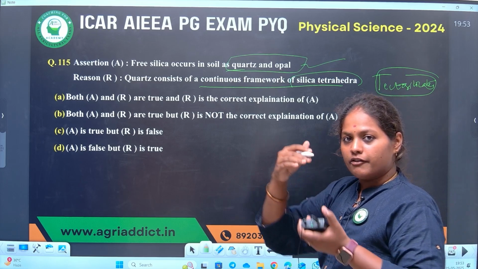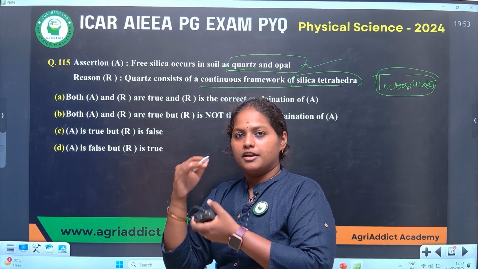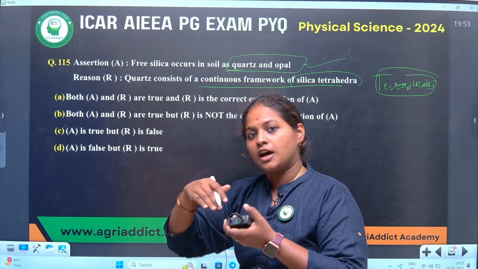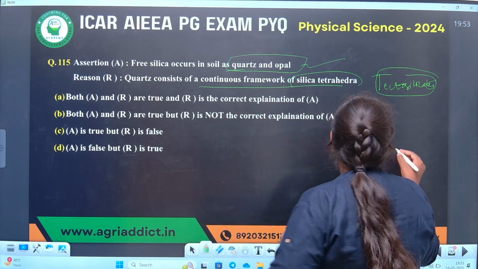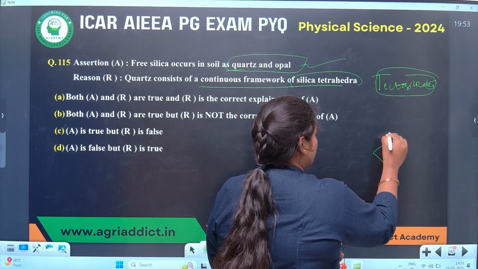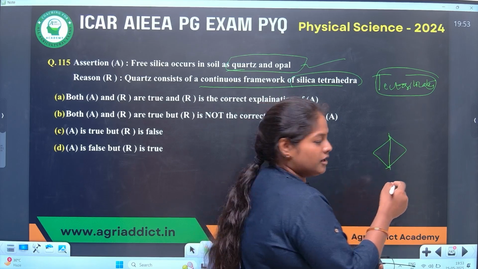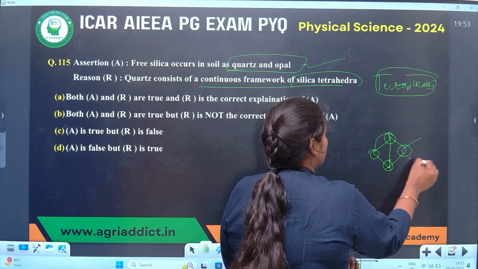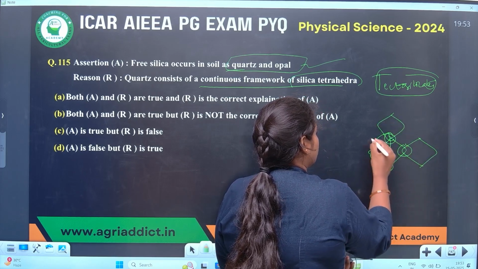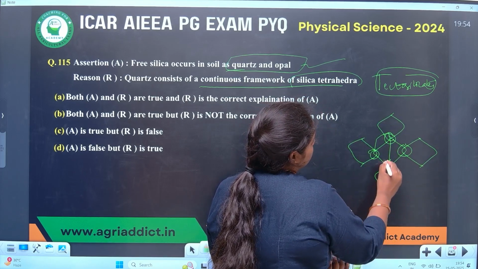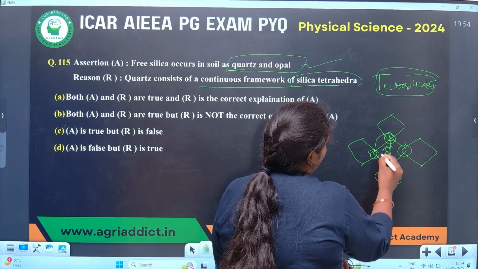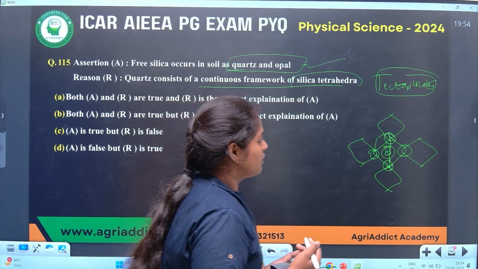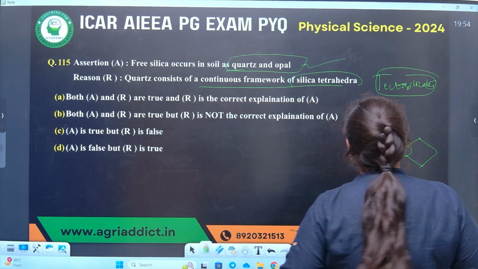Tectosilicates means one silica tetrahedron is surrounded on all four sides by other silica tetrahedra. The figure looks like this: let it be one tetrahedron, surrounded on all sides by other tetrahedra. So all oxygens of a tetrahedron are shared with other tetrahedrons. This is called tectosilicate. Best example is quartz.